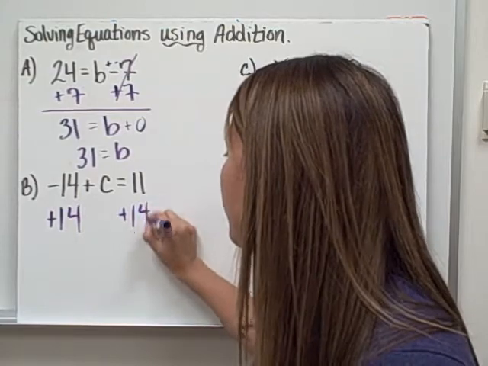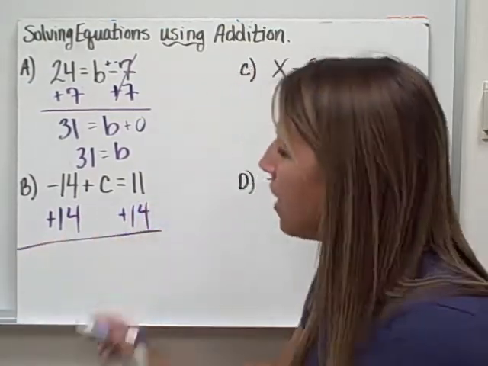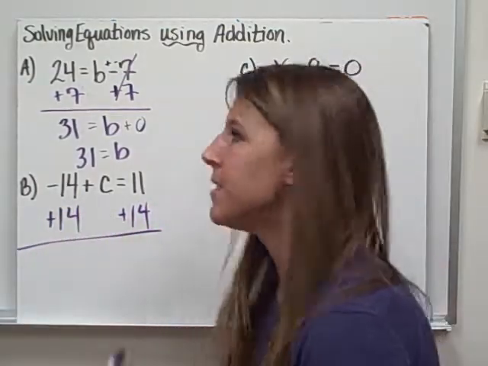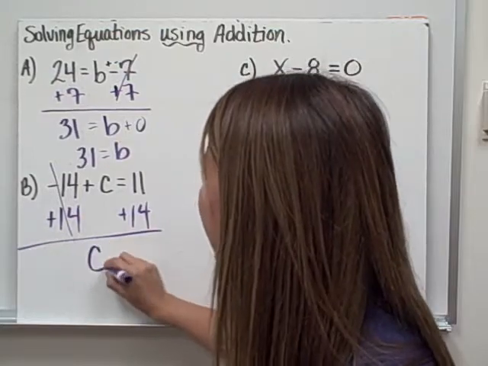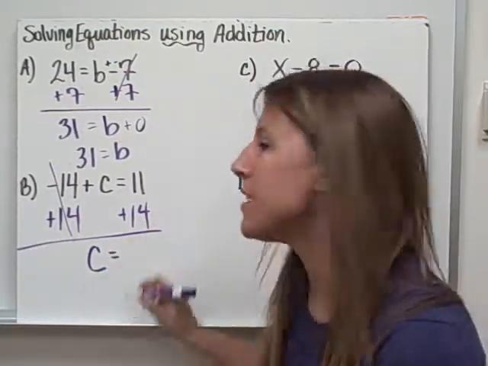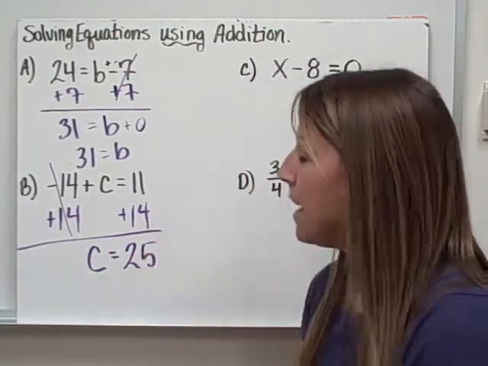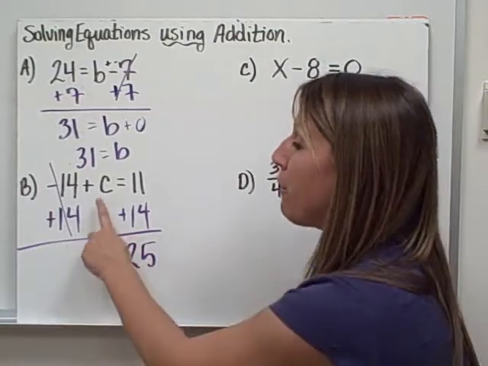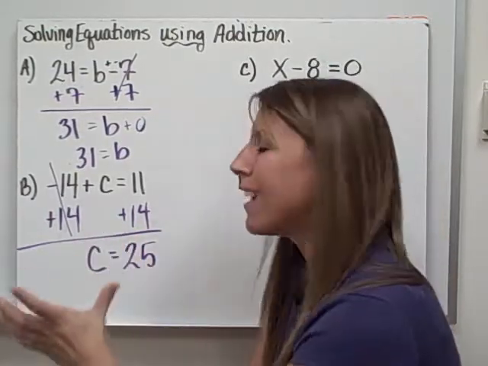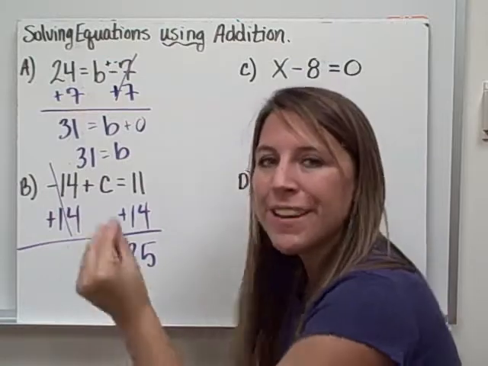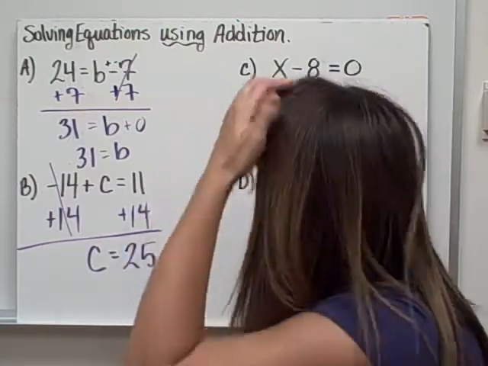And when you do it to one side, you must do it to the other. Now, negative 14 plus 14 is 0, so you're left with C. And then 11 plus 14 is 25. And if you wanted to check, you could plug 25 right in here, and you're going to see that negative 14 plus 25 does in fact come out as 11.